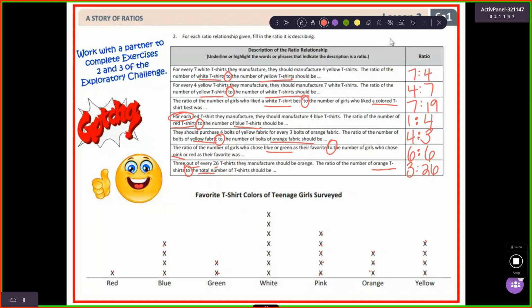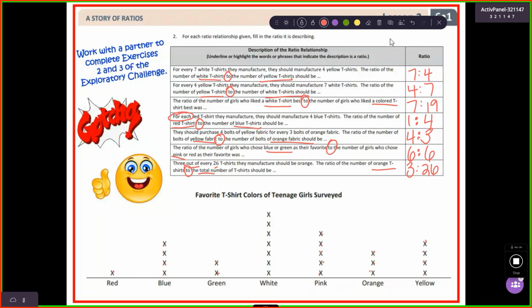The reason why is, 26 is still your what? Total. What is the total amount of what? T-shirts. So if we put 23, are we talking about the total? Nope, we left out the orange, and orange is a part of the total.